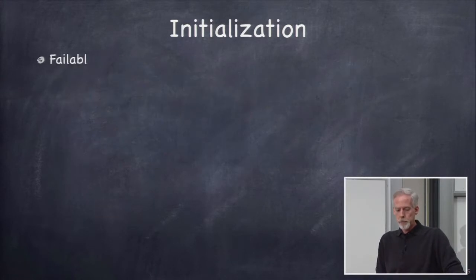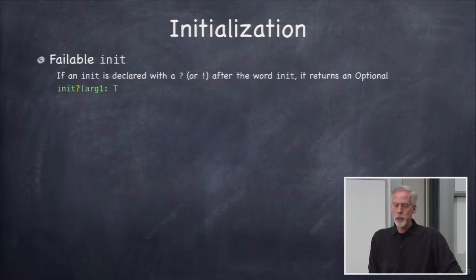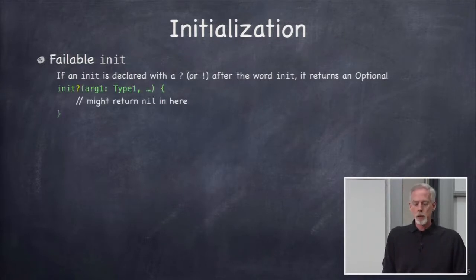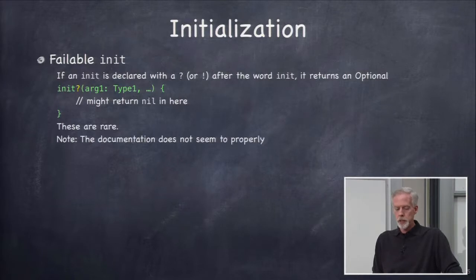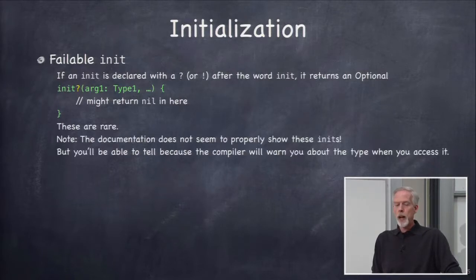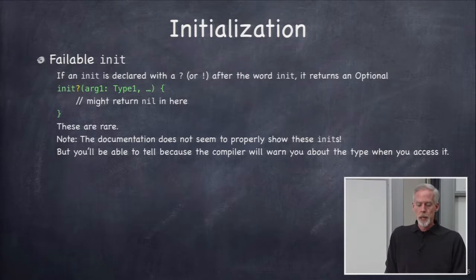Okay? Finally, there's failable initializers. Okay? So some initializers are allowed to fail and return nil. You designate them by putting a question mark after the init like this right here. Okay? Now this is pretty uncommon. You don't see this very often. And the documentation, last I checked, doesn't really show this very well. It doesn't put the question mark in there. I think it's just a documentation generation problem.